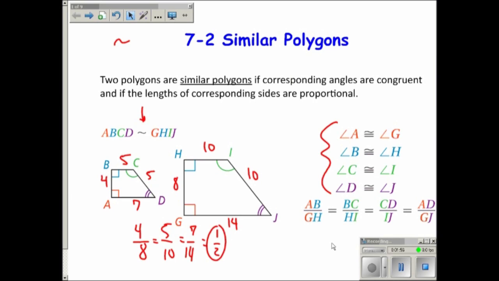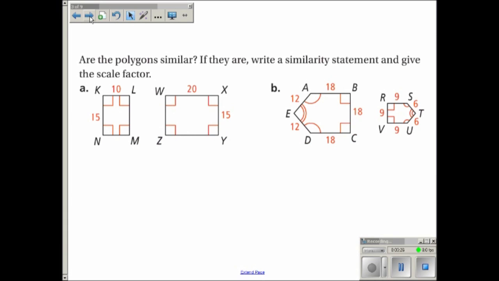Okay, and 1/2 is an important number. It's called the scale factor. We'll get into that a little bit later. But the corresponding angles are congruent and the corresponding sides are proportional. Okay, are these polygons similar? And if they are, write a similarity statement and give the scale factor.